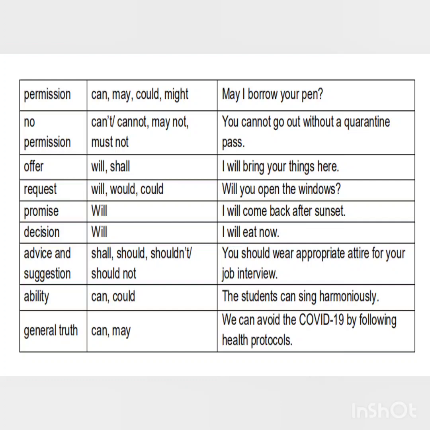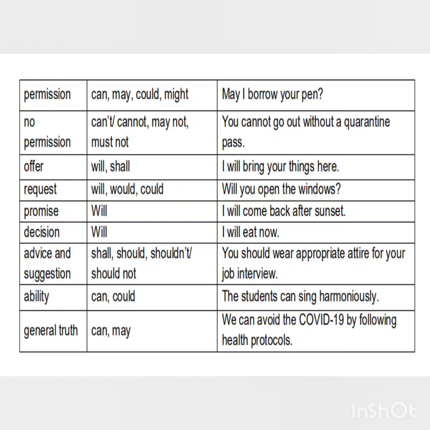For expressing promise, a modal will can be used. For example, I will come back after sunset. For expressing decision, modal will also can be used. For example, I will eat now. And for expressing advice and suggestion, modals like shall, should, shouldn't, or should not can be used. Let's say for instance, you should wear appropriate attire for your job interview.